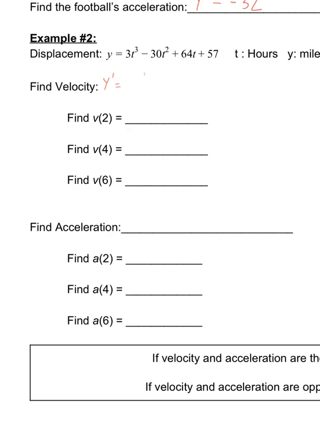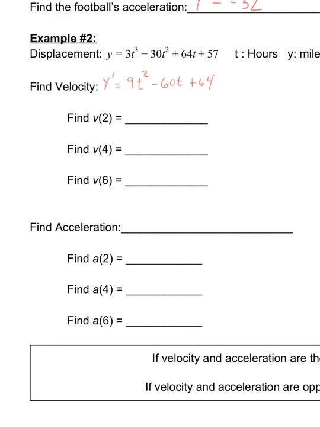So we take the derivative of the displacement, the original function. So the derivative of 3t cubed using the power rule is 9t squared. All right, the derivative of negative 30t squared is negative 60t to the first. The derivative of 64t is just plus 64, and the derivative of 57 is 0. So this is our first derivative, our velocity function. All right, now we plug in 2.